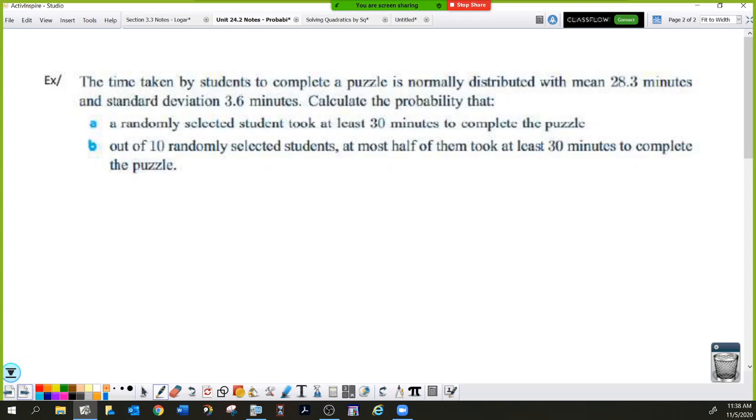There we go, okay. The time taken by students to complete a puzzle is normally distributed with mean 28.3 minutes and standard deviation 3.6 minutes. Calculate the probability that... So X is distributed normally with mean of 28.3 and standard deviation 3.6. So you have to say 3.6 squared because it's showing you the variance. We're trying to figure out the probability that a randomly selected student took at least 30 minutes.